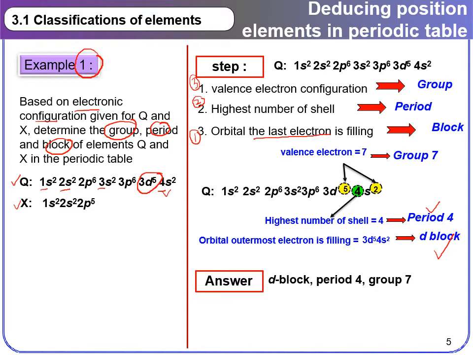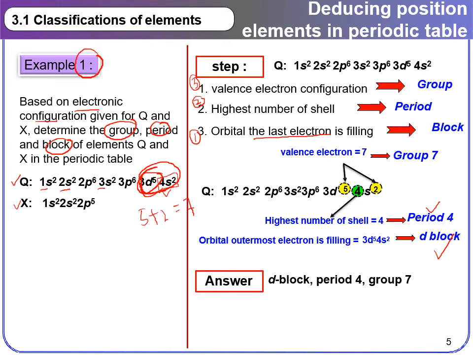For the valence electron, I will look at the outermost shell. The outermost shell is 4s. Once there is a 4s electron, I will look at the left and right side. Is there any 3d orbital filled with electrons? If yes, I'm going to count 3d and 4s together. Both electrons in 3d and 4s total up 5 plus 2, which equals 7.